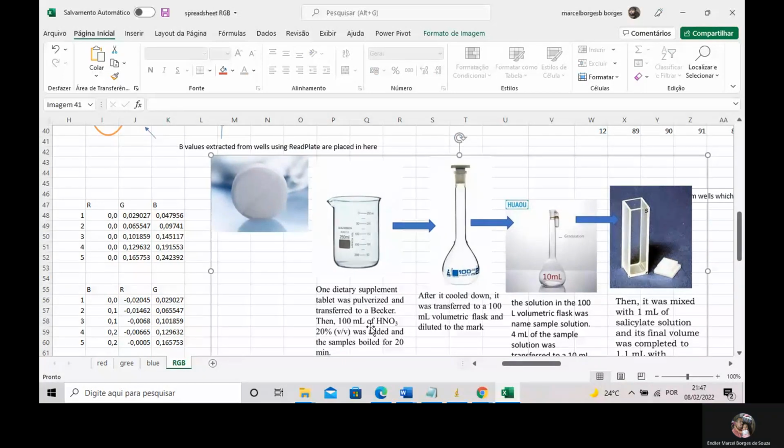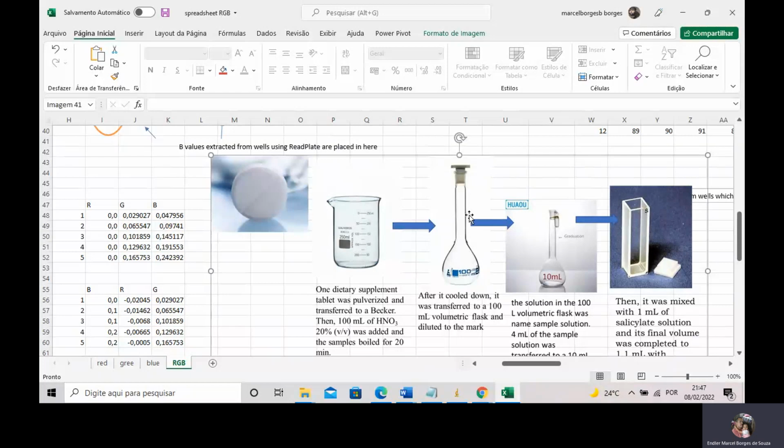acid was added. The mixture was boiled for 20 minutes. Then it was filtered and transferred to a 100 milliliter volumetric flask. And then this solution is too concentrated for it to be quantified using a colorimetric assay. So this sample was diluted. We have used four different assays.